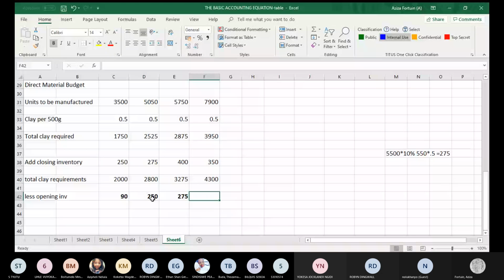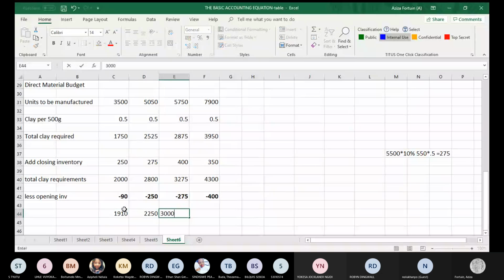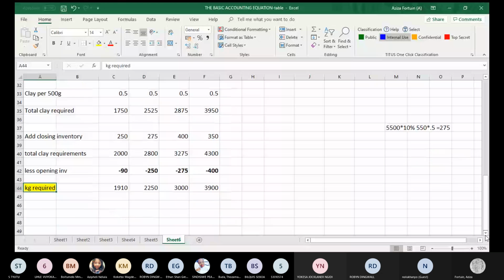Okay, so we'll have to minus this. Just put a minus in front. So our total now is going to be 1,910, then 2,550, then 3,275 minus that is 3,000, and then 4,300 will be 3,900. So that is now my total kilograms required. Don't get confused. Now we've got the total amount of material that we need. Now we calculate it at the cost.